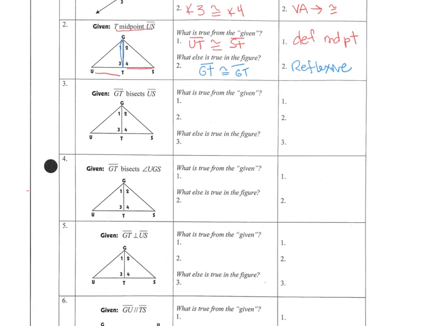Number 3, we are given that segment GT bisects segment US. And so we need to know what is true from the given information. So if we are told that GT is a bisector, then what must be true is that T is the midpoint of segment US. And the reason why is that is the definition of a segment bisector.